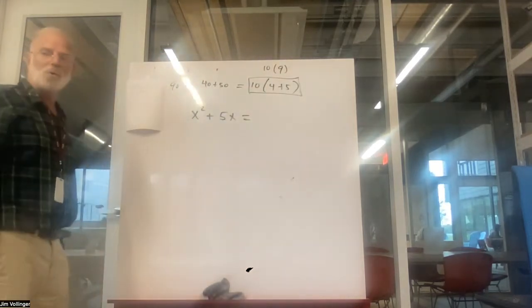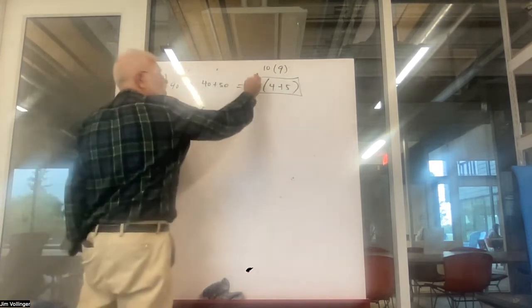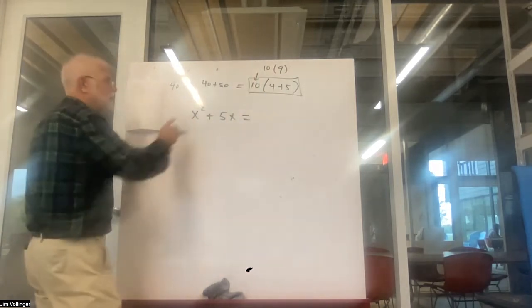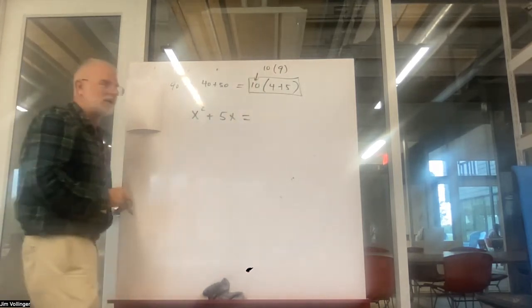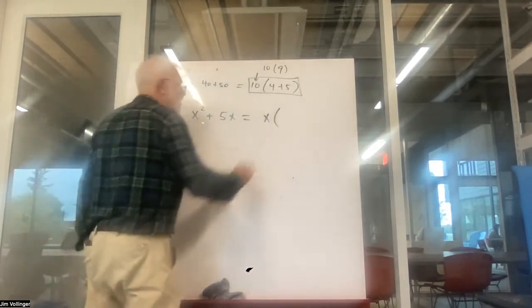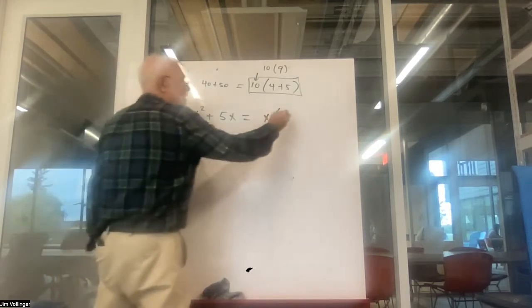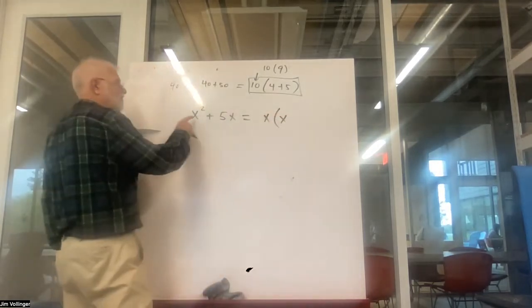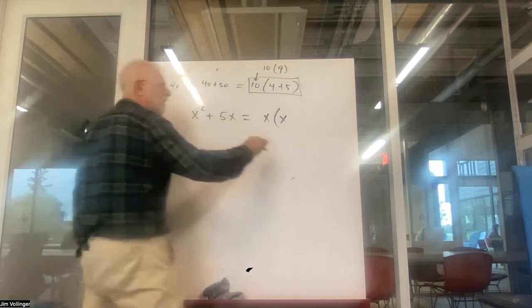So what's the first rule? The first rule is the one I just showed you here. What's common? What do these terms have in common? And I hope you say the letter X. What do I have to multiply X by to get X squared? Another X. What do I have to multiply X by to get 5X? 5.